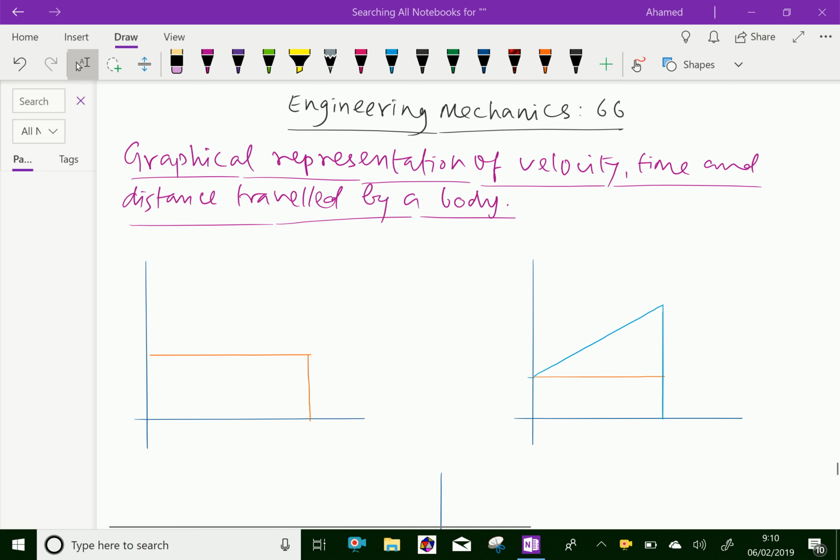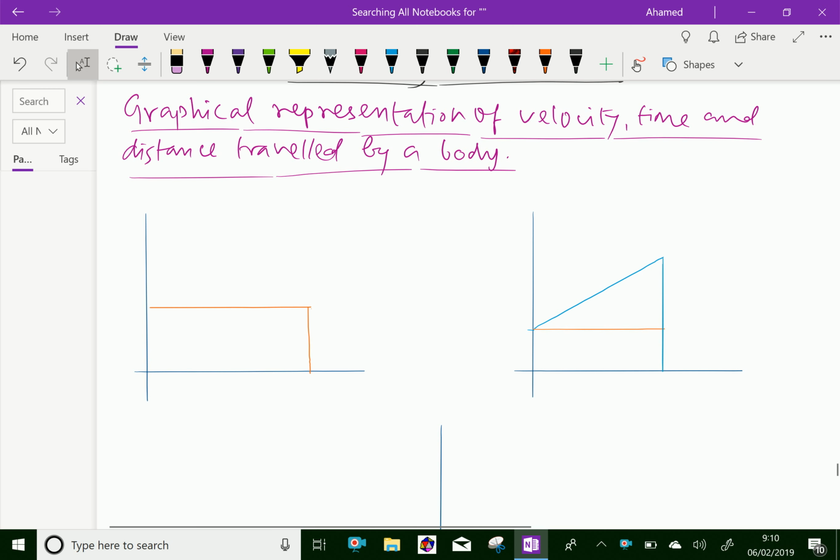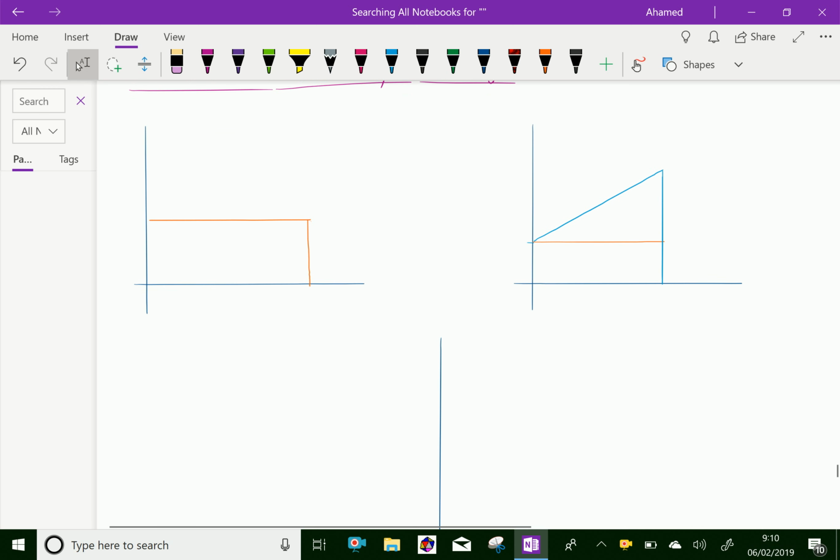In engineering mechanics, let us do some graphical representation of velocity, time, and distance traveled by a body. Look at this figure, the first figure. This is OX, this is OY. OX is the time axis and OY is the velocity axis.